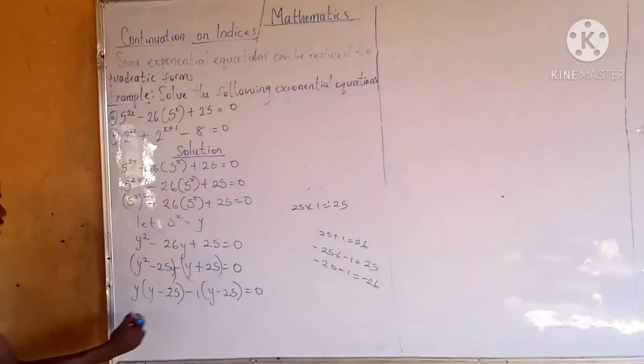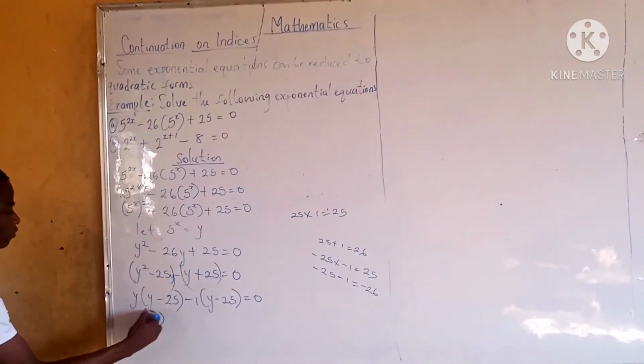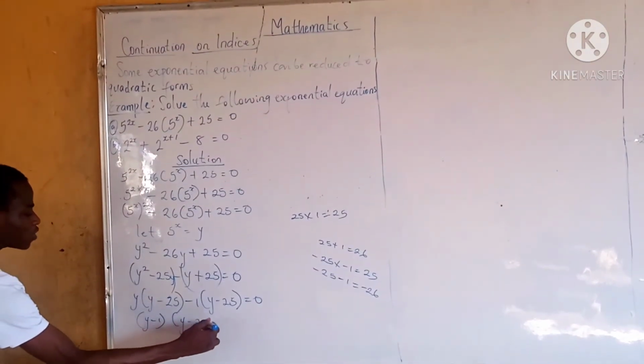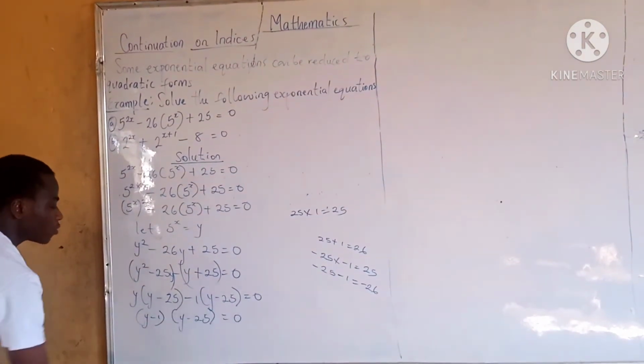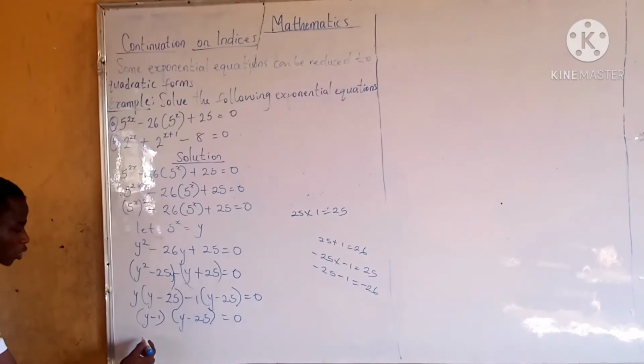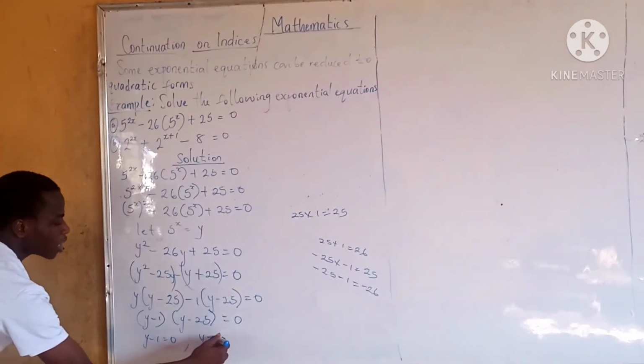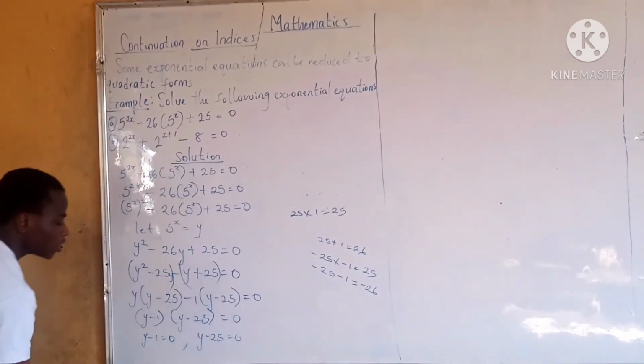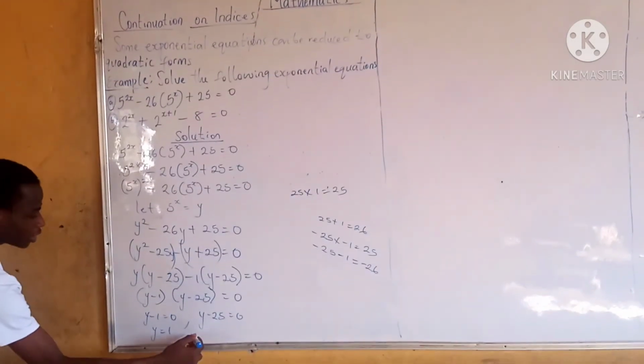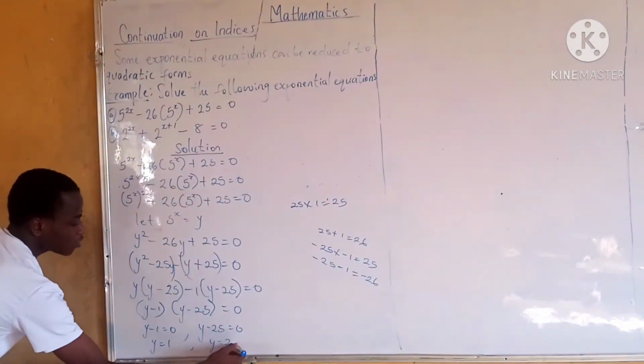So at this point we say y minus 1, then y minus 25 equals 0. When we split it, it becomes y minus 1 equals 0, and y minus 25 equals 0. So y equals 1, and y equals 25.